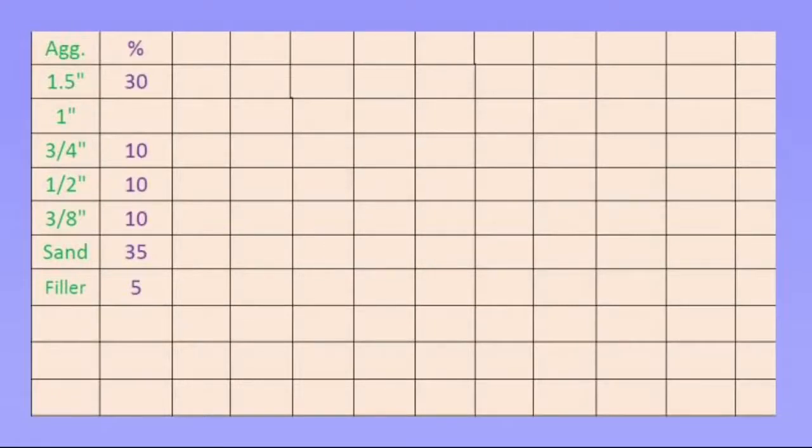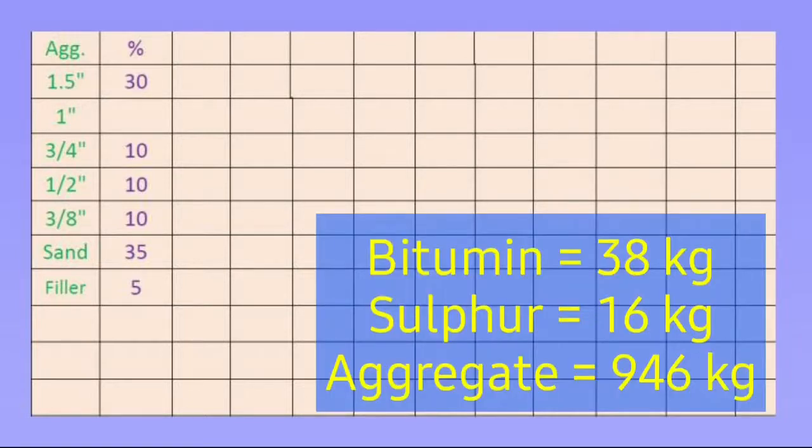aggregates. Write aggregate size in one column and write percent used for aggregates in another column. Now calculate the weights of aggregates one by one. Here is an example. 1.5 inch is used as 30%. We have to calculate 30% of 946 because our total aggregate is 946 kg after subtracting the weight of bitumen. So it will give the value of 284 kg.